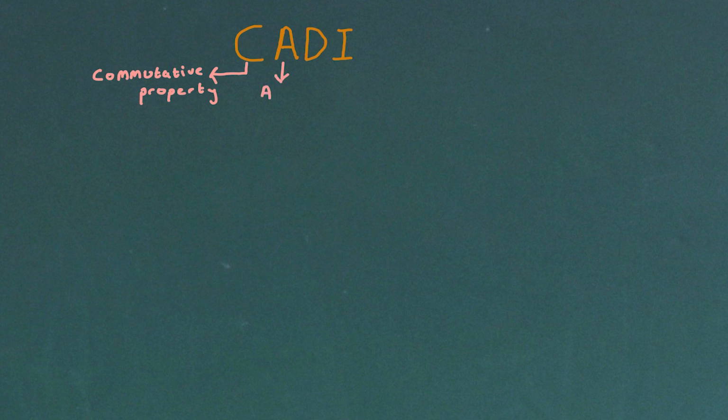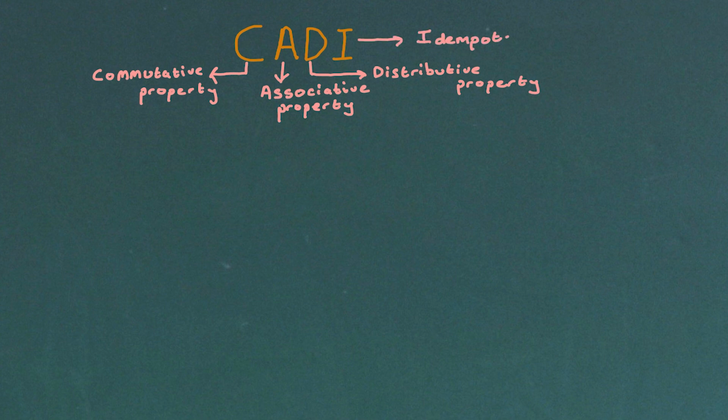A stands for the associative property. D stands for the distributive property. I stands for the idempotent property. Each of these properties have 2 rules associated with them, one for the union, one for the intersect.